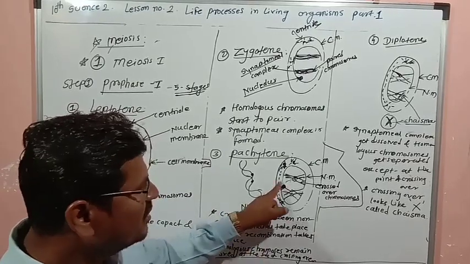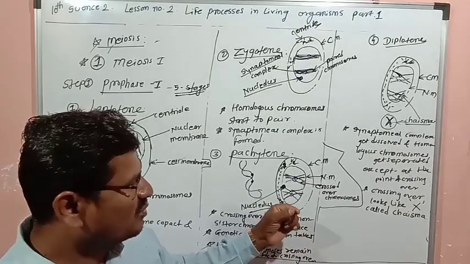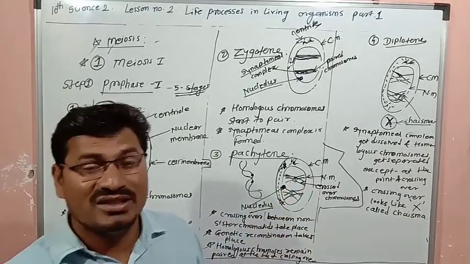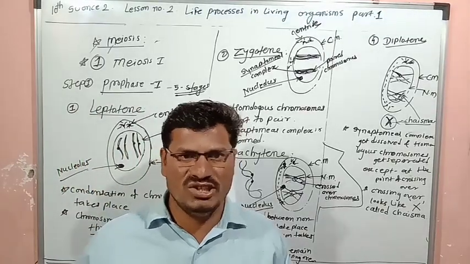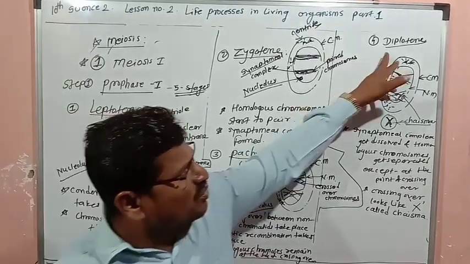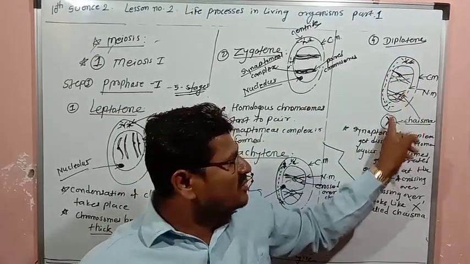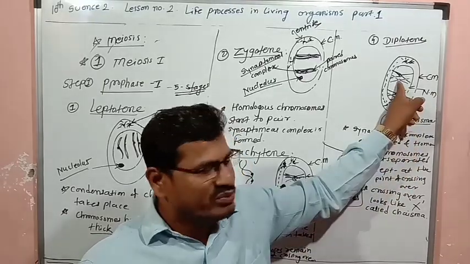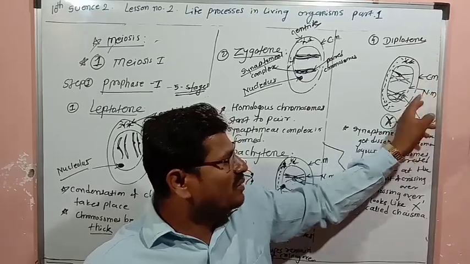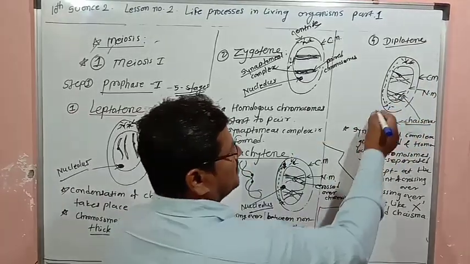And in this crossing over, genetic material is exchanged between the non-sister chromatids. And the 4th stage is diplotene. In the diplotene, these crossover chromosomes will get separated. Cell membrane is there, nuclear membrane is there. Again, another thing is there, the centriole.